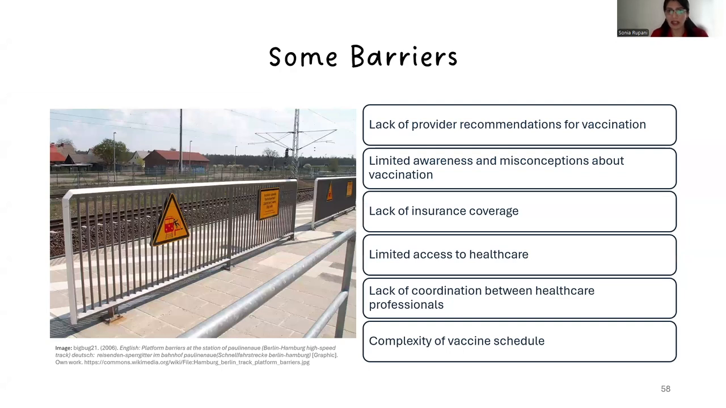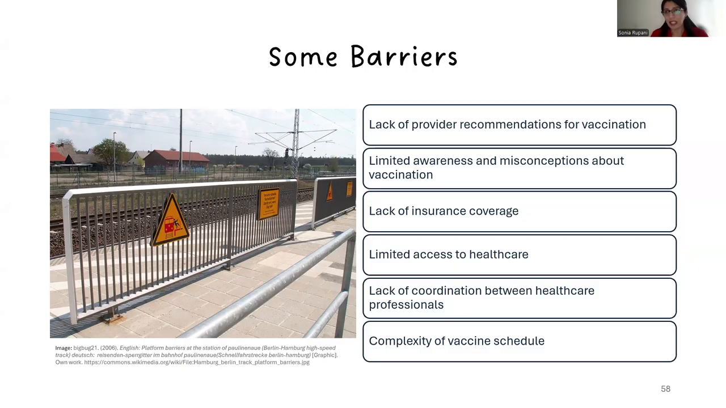So what are some barriers? One could be lack of provider recommendation. If we are not recommending, the patient may not feel comfortable getting the vaccine. Limited awareness and misconceptions of the vaccine. That's a huge one. Lack of insurance coverage. Sometimes they don't know that their vaccine is covered by insurance. So we need to talk to them. Limited access to healthcare, which is an across-the-board issue.